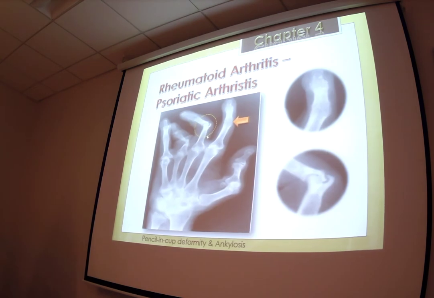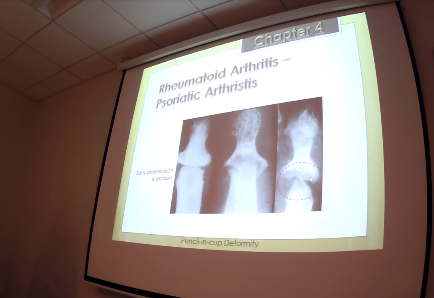So here's what we term the pencil in cup deformity. And then also you see that ankylosing here in the first digit. So you can see some bony proliferation and erosion. So you see how it's eroding and eating away at the bone here. Starts with a little bit of erosion around the edges, and then eventually here, see that pencil in cup deformity as well.